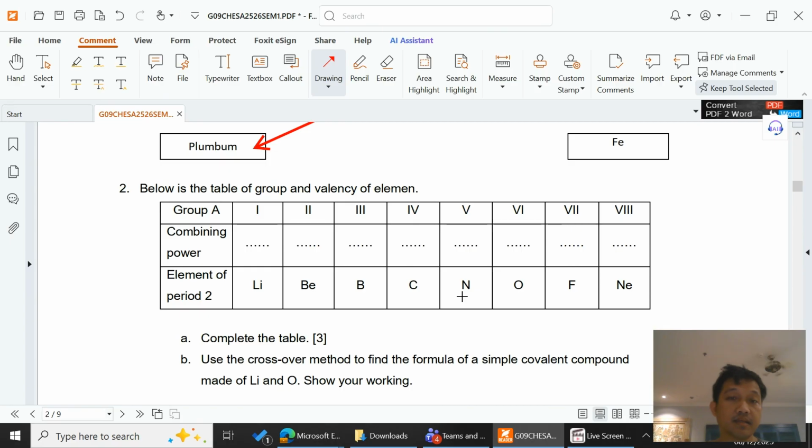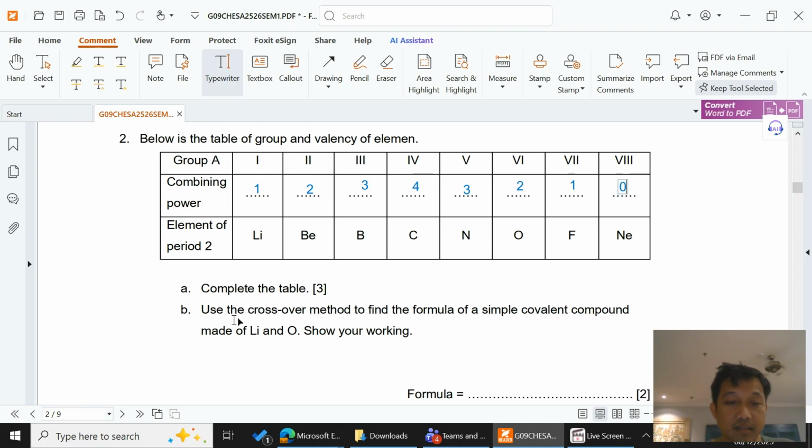Next, the combining power. The combining power of group 1 is 1, group 2 is 2, group 3 is 3, group 4 is 4, could be plus or minus. Group 5, because it is more than 4, is 8 minus 5 equal to 3, 8 minus 6 is equal to 2, 8 minus 7 is equal to 1, and 8 minus 8 is equal to 0. We have completed the table.